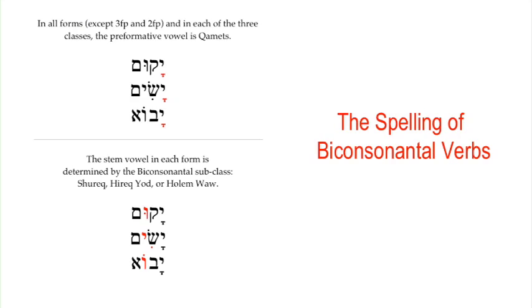In all forms except the 3FP and 2FP, and in each of the 3 classes, I, O, and U, the preformative vowel is qamets. That's one important feature. Secondly, the stem vowel in each form is determined by the biconsonantal subclass, either shureq or hireq yod or holem vav. So those are going to be the 2 distinguishing features of the biconsonantal class, a qamets preformative vowel and a distinct medial vowel letter. With this information, we can now look at the full paradigm for each of these 3 verbs with qum and shem and bo.